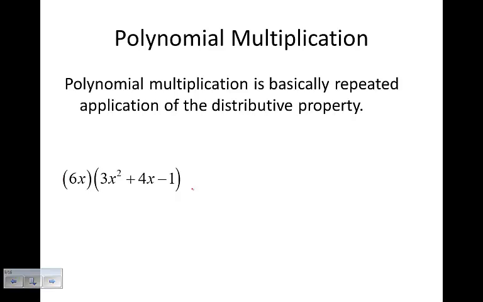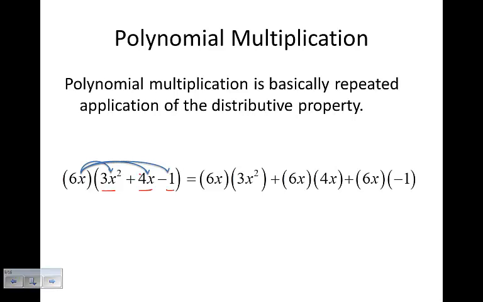Now, polynomial multiplication. Polynomial multiplication is basically a repeated application of the distributive property. So if we have these two polynomials here, we're going to distribute them into each one of these three items. So we have 3x squared, 4x, and negative 1. So we're going to distribute that into all of these. So the first one is 6x times 3x squared plus 6x times 4x plus 6x times negative 1, sorry.